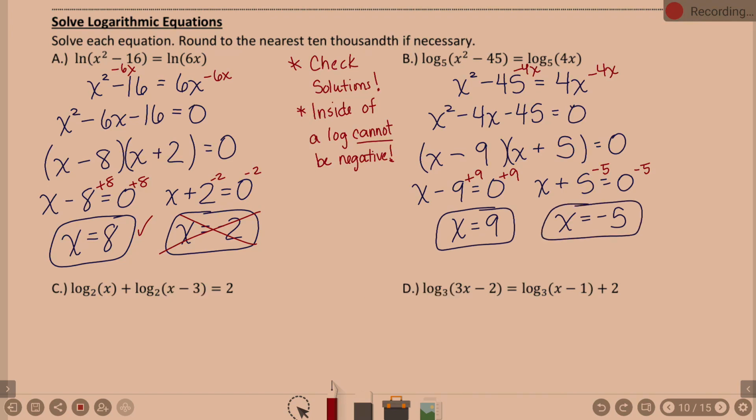Are any of these solutions extraneous? Right there, 4 times negative 5, 4 times the negative is a negative, so that rules out x being any negatives. Can 9 work? 4 times 9 will be a positive, that's 36. Over here, 9 squared minus 45, that's going to be a positive, 81 minus 45.